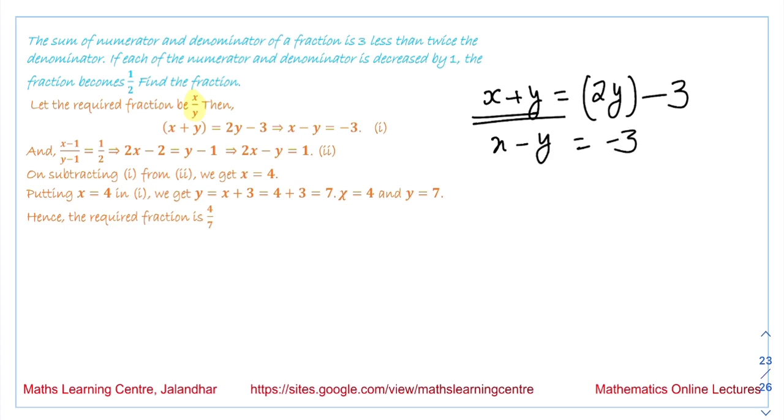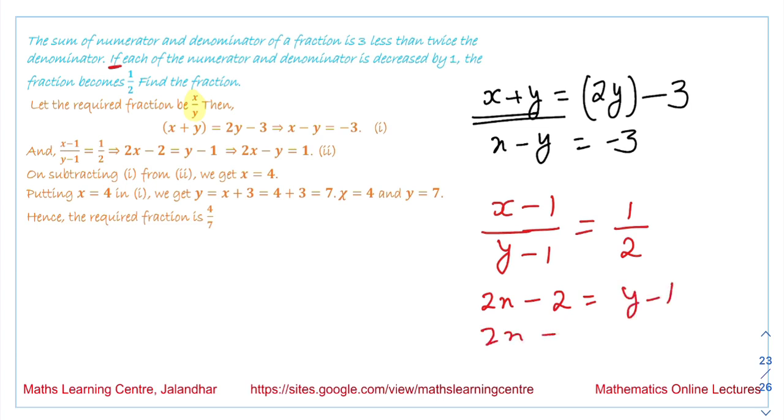3. Now the second thing given is, if each of the numerator and denominator is decreased by 1, that is, the fraction we have is x by y, and the numerator and denominator are decreased by 1, the fraction becomes 1 by 2. So what we get is 2x minus 2 is equal to y minus 1. So 2x minus y is equal to 1. So these are the two equations we now have: x minus y is equal to minus 3 and 2x minus y is equal to 1.